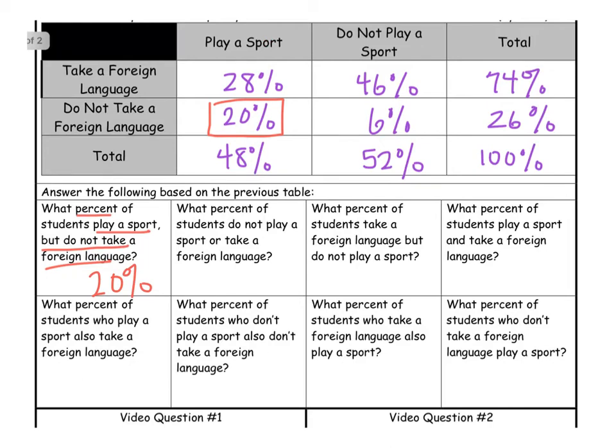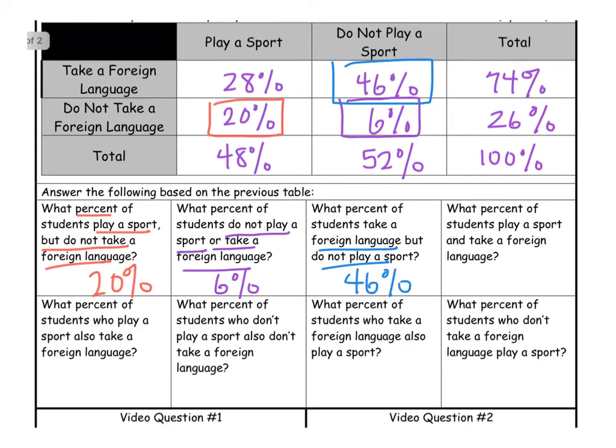Number 2, what percent of students do not play a sport or take a foreign language? So we're looking at students that don't do either, and that is this box right here, because they do not play a sport or take a foreign language, and that is 6%. Question 3, what percent of students take a foreign language but do not play a sport? That's this box right here, and that's 46%.